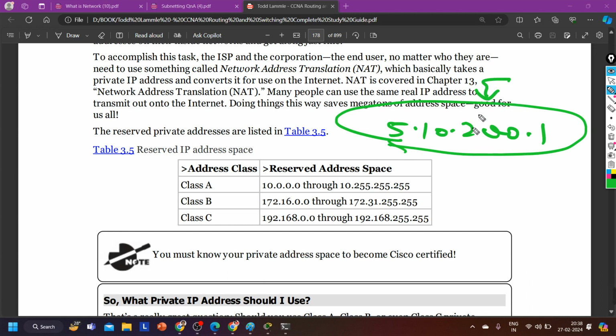Public IP address. Is it routable on the internet? Yes, it is routable. Is it payable? Yes, payable. Now let me write one more IP address.